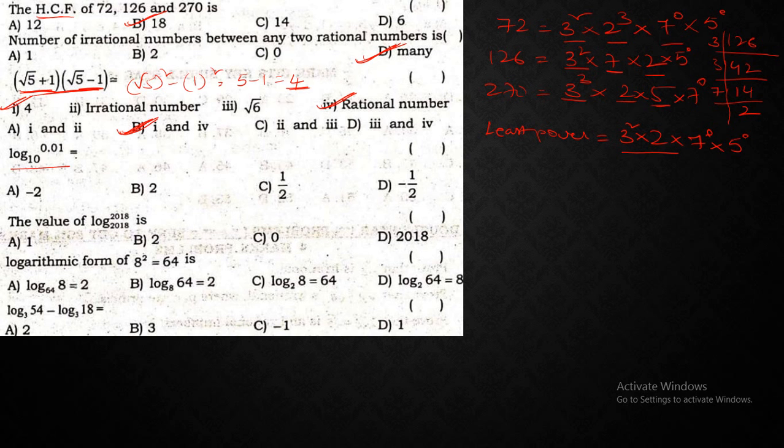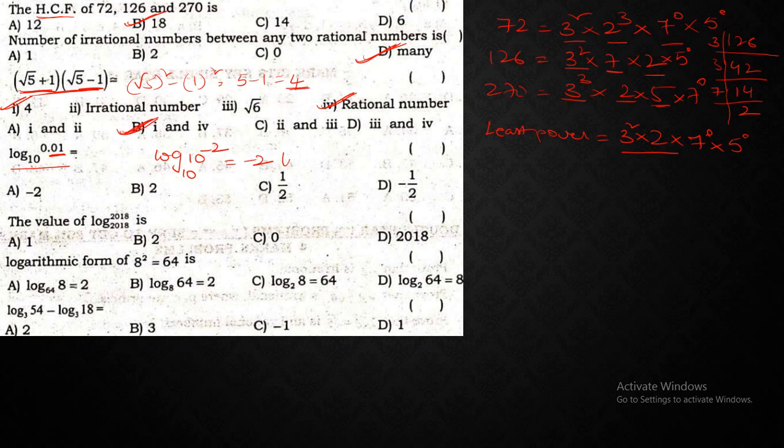Next, log of 0.01 to the base 10. After the decimal point, how many decimal places are there? 2, so I can write it as log of 10 power minus 2 to the base 10.